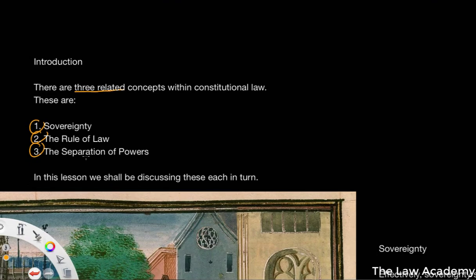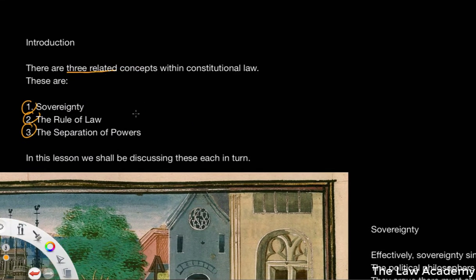Okay, and this isn't going to be the only time we touch upon these three topics. We're going to talk about parliamentary sovereignty in a lot of extensive detail. We're going to talk about different theories of the rule of law very shortly, in fact, and also the concept of the separation of powers. But we're just going to briefly touch on them within the context of the kind of theoretical framework in this lesson.